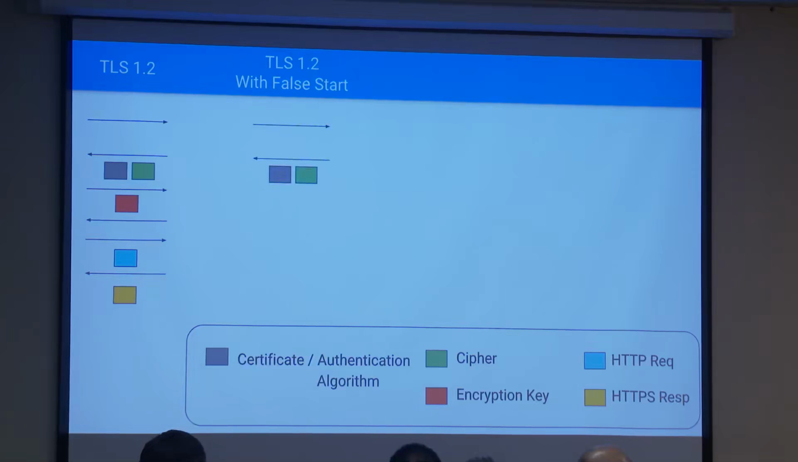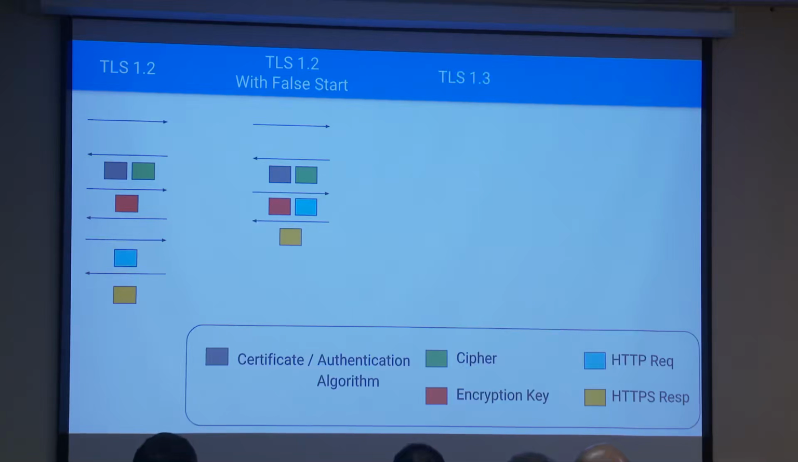So with false start, it looks the same up front. Send your request, get the response. Now you know the cipher and the cert. But when the client sends its next message, it'll send the information to get the encryption key, and it'll also tack onto that its first application request. And then the next message back, you can get the response. So that's a pretty significant speed up. It saves a whole round trip of time across the internet.